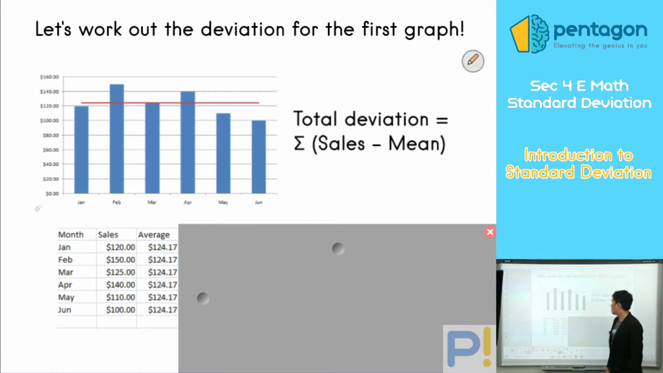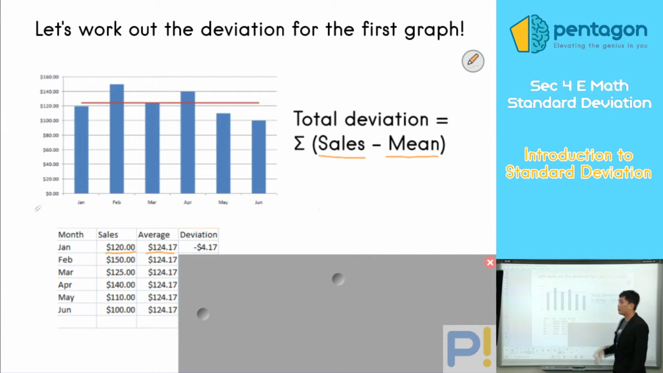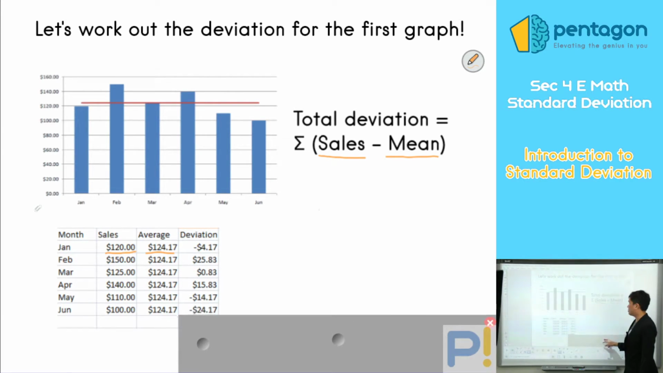So, deviation. Let's just say that is the amount of money made from the measurement and how much it is different from the average. So sales minus the mean. For January, we're going to take 120 minus 124.17. And that will give us a negative value, negative 4.17. Continuing with the rest, Excel does this very well. It calculates for you automatically.